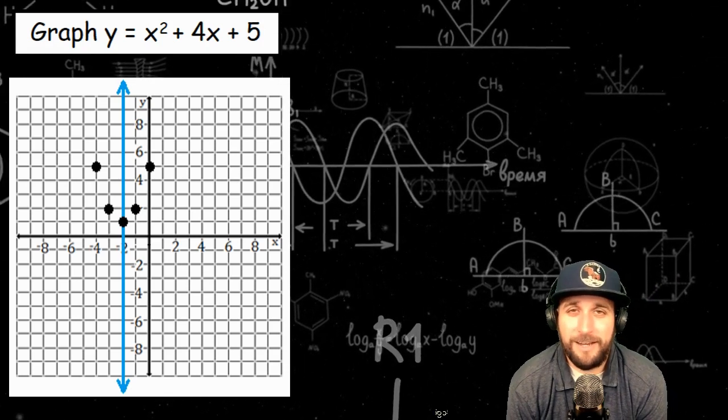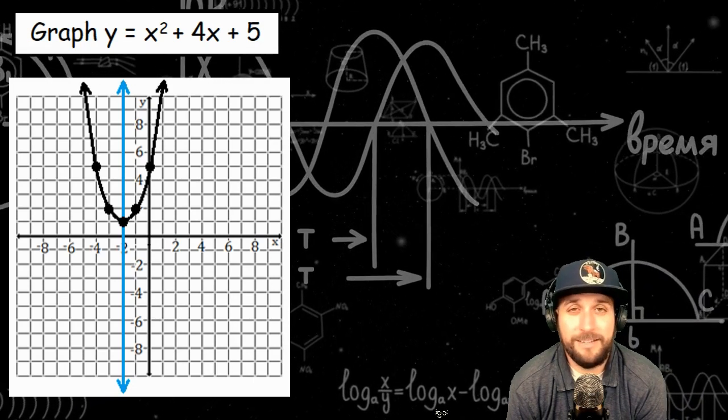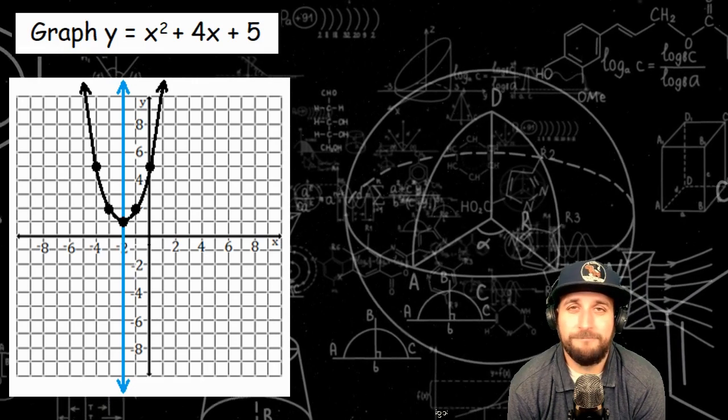So I connect my dots with a nice smooth curve, which should form a parabola. It does. And I'm done graphing our practice problem on the front.